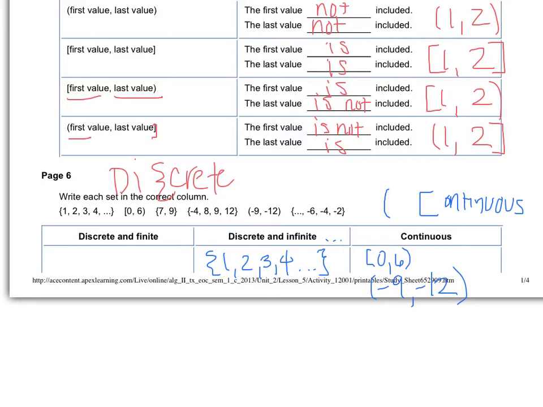The second one, we already said was continuous. We've used that. The third one, 7, 9, is in the fancy brackets. We can count how many terms there are. There's 2, so that makes it finite. The next one would also be finite because we can count how many terms there are, and there's 4 of those.